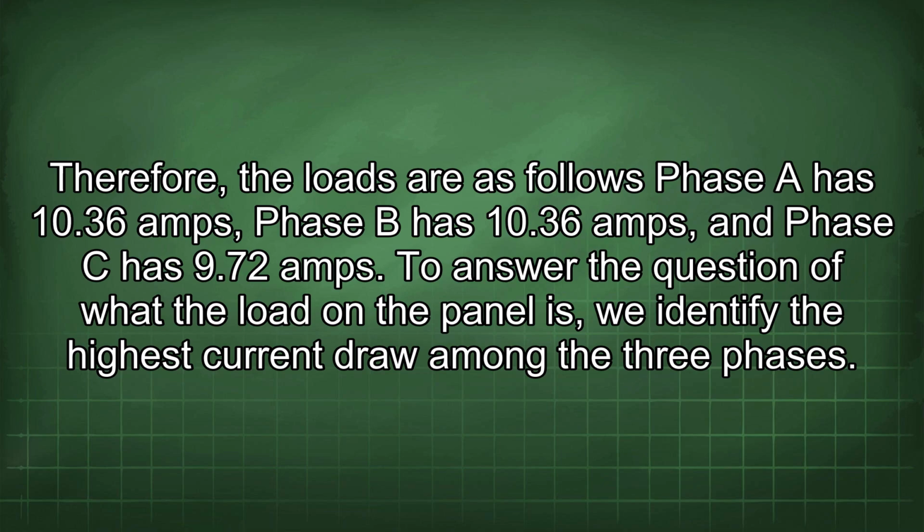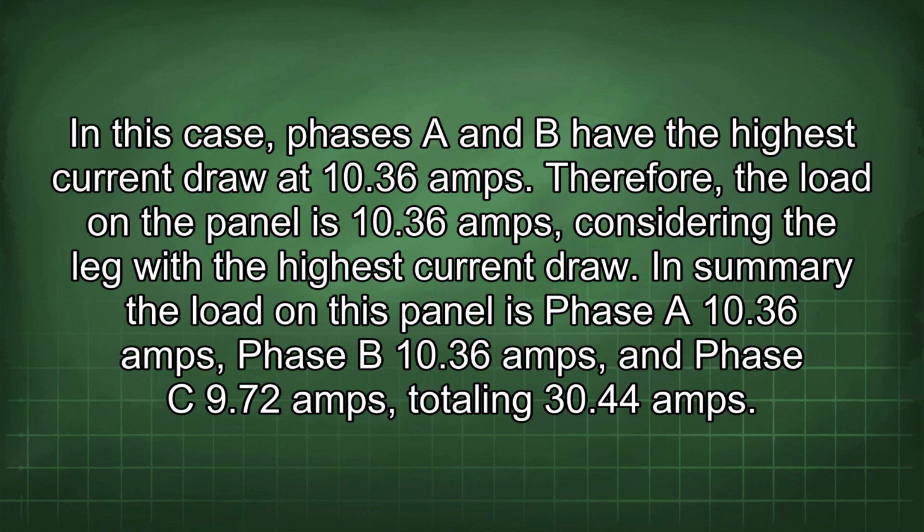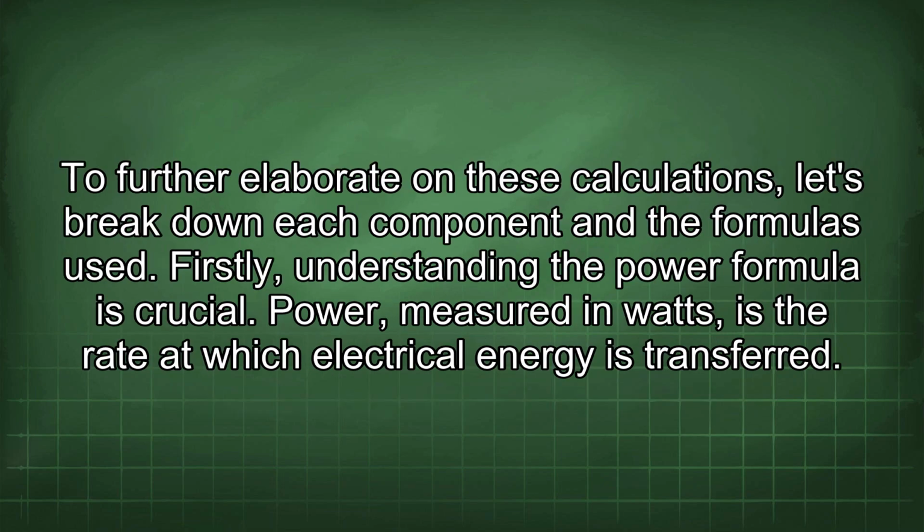To answer the question of what the load on the panel is, we identify the highest current draw among the three phases. In this case, phases A and B have the highest current draw at 10.36 amps. Therefore, the load on the panel is 10.36 amps, considering the leg with the highest current draw. In summary, the load on this panel is phase A 10.36 amps, phase B 10.36 amps, and phase C 9.72 amps, totaling 30.44 amps. To further elaborate on these calculations, let's break down each component and the formulas used.